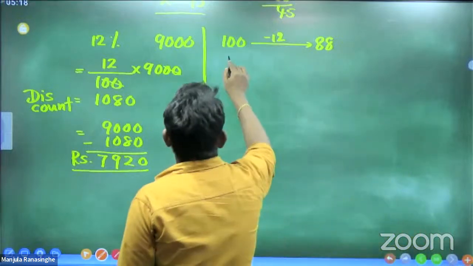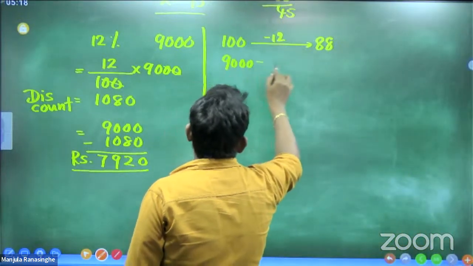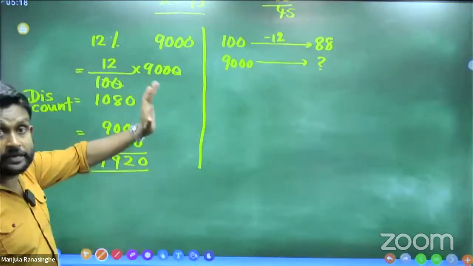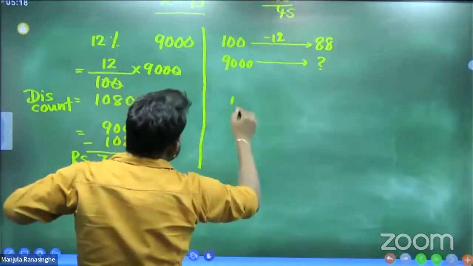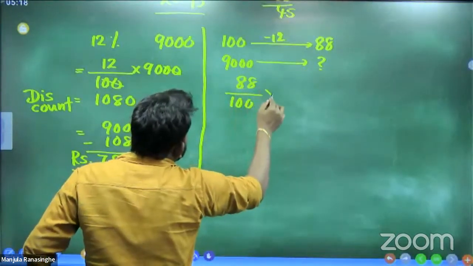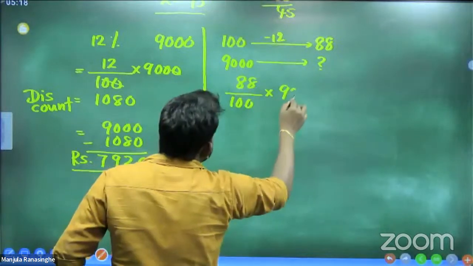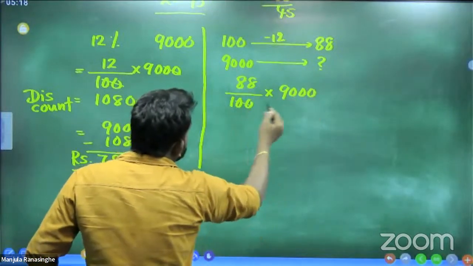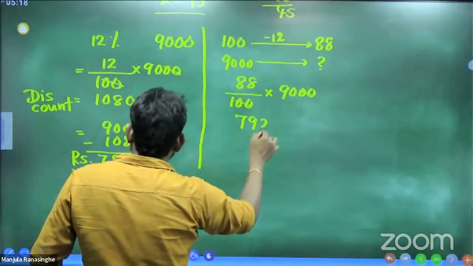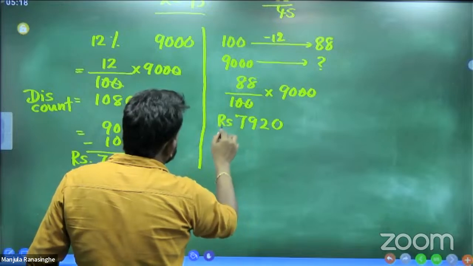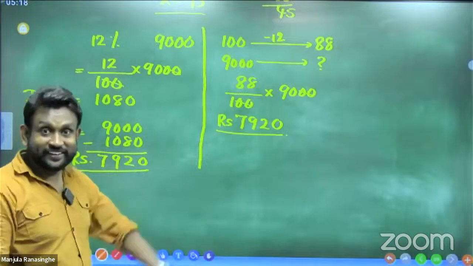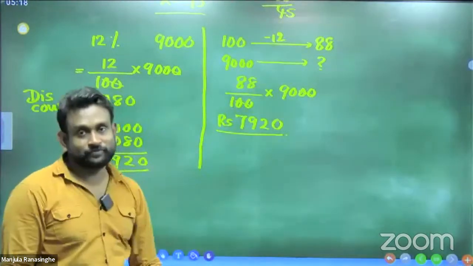Right. So if the mark price is 9,000, how much is the selling price? Meaning, if the mark price is 100, then 12 is deducted, then the selling price is 88. So if the mark price is 9,000, how much is the deduction? Two zeros cancel. Then the answer is given as rupees 7,920. One shot, the answer is given.